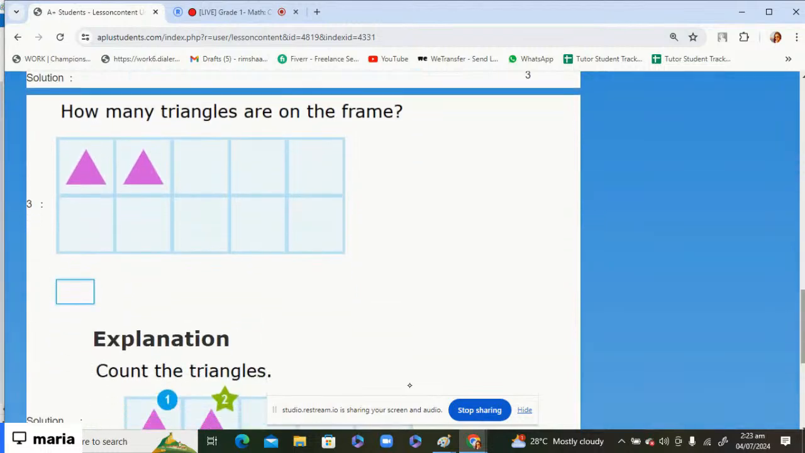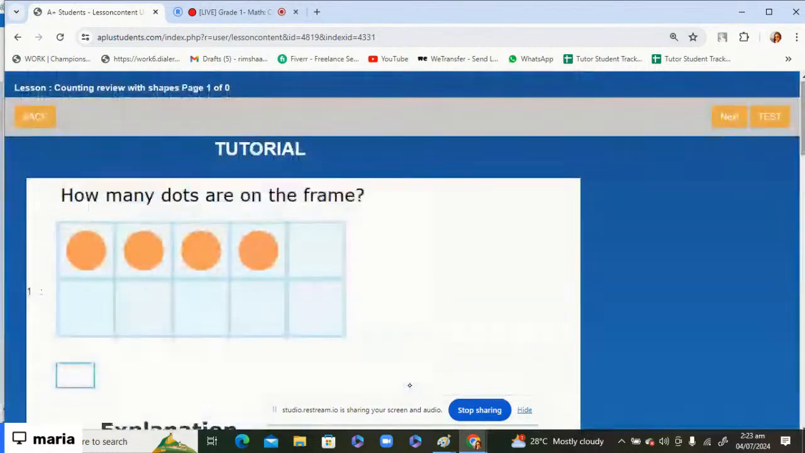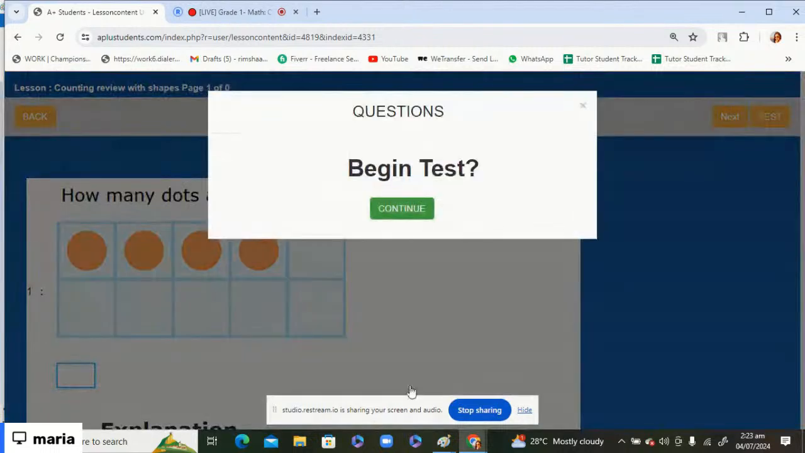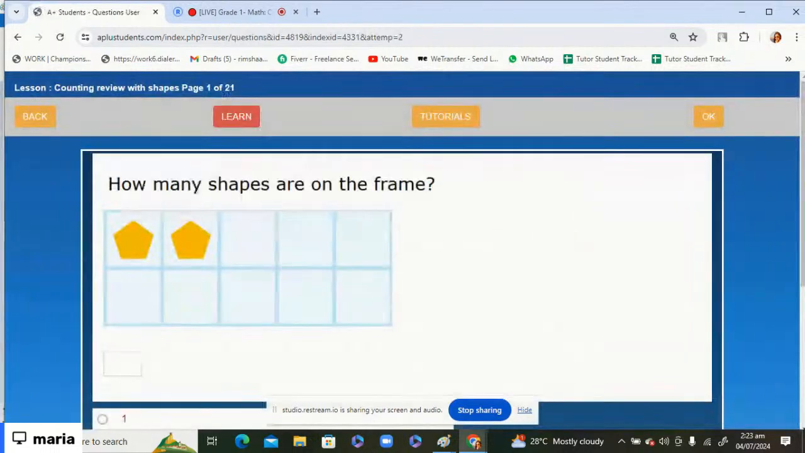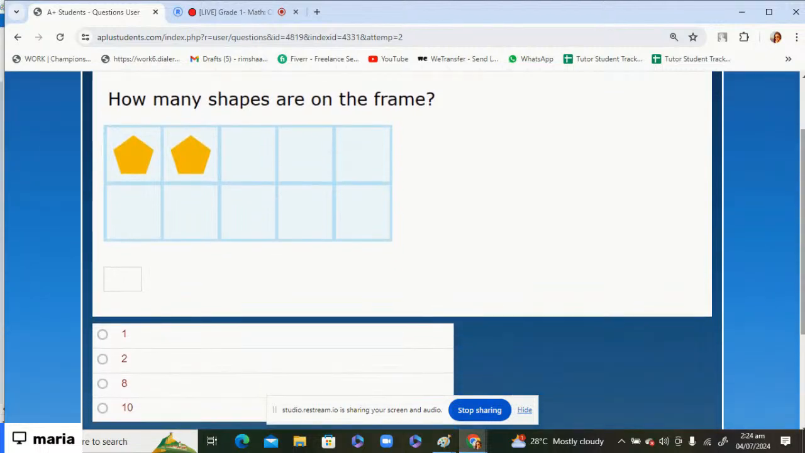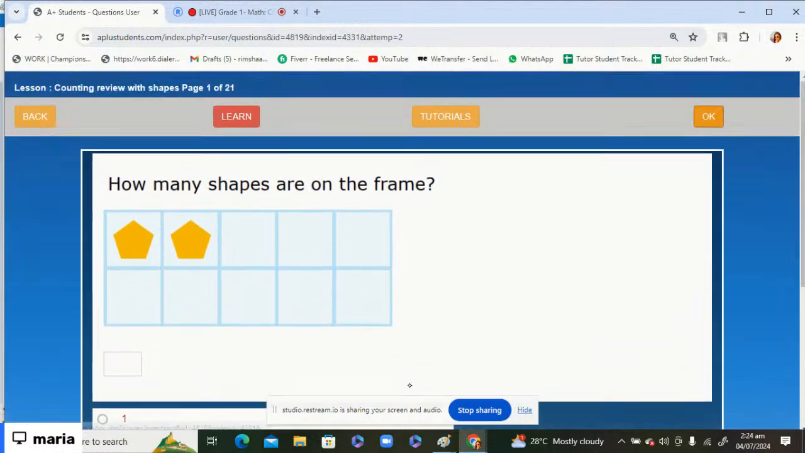Okay, now let's do the test questions. So how many shapes are on the frame? Count it, how many on the frame? How many total shapes? There are only two shapes, like it's 1 and 2. So let's check, is there any option for 2? Yes, it's here. So let's go with it. This is the right answer.